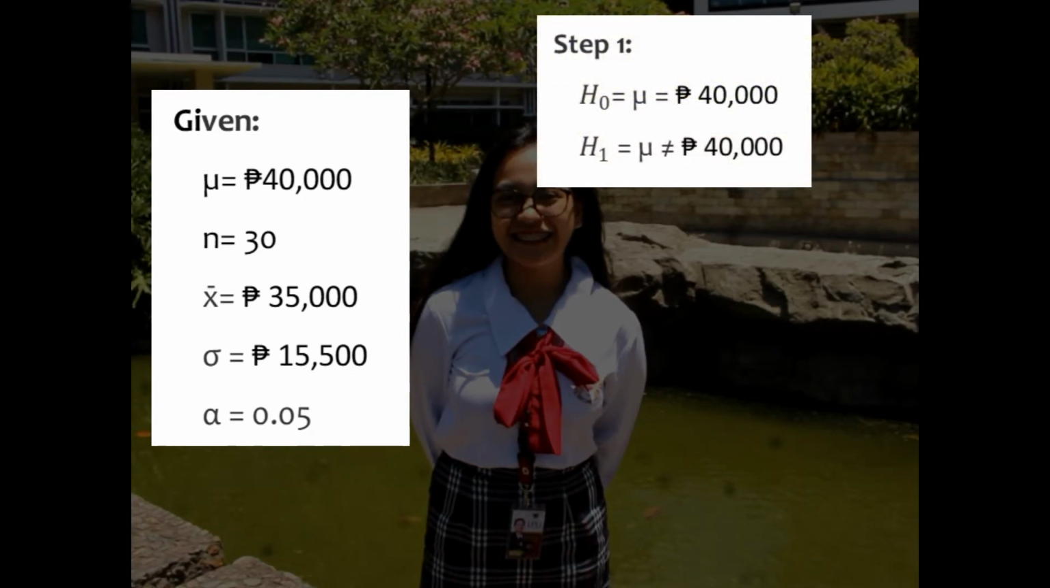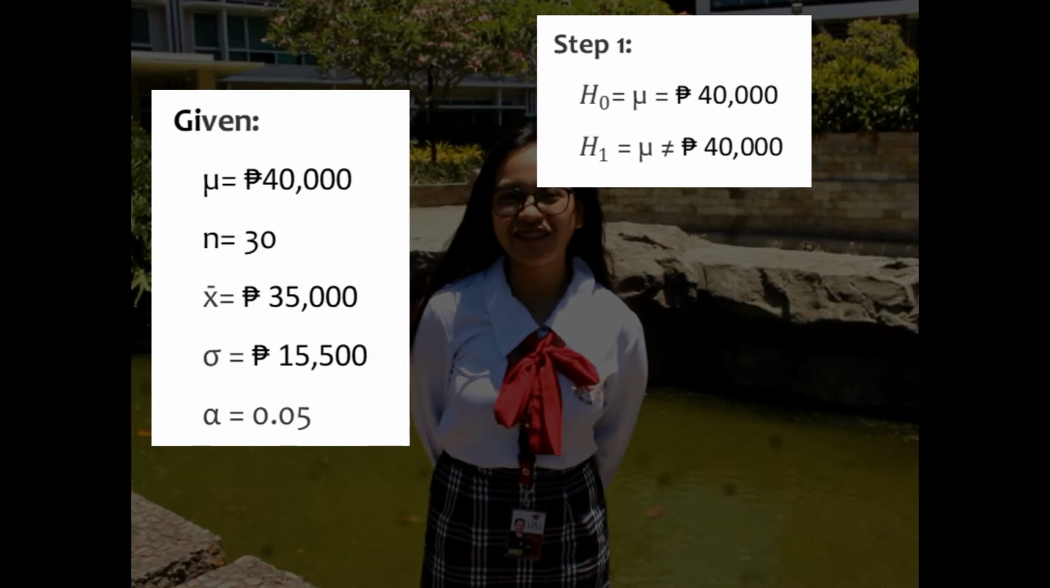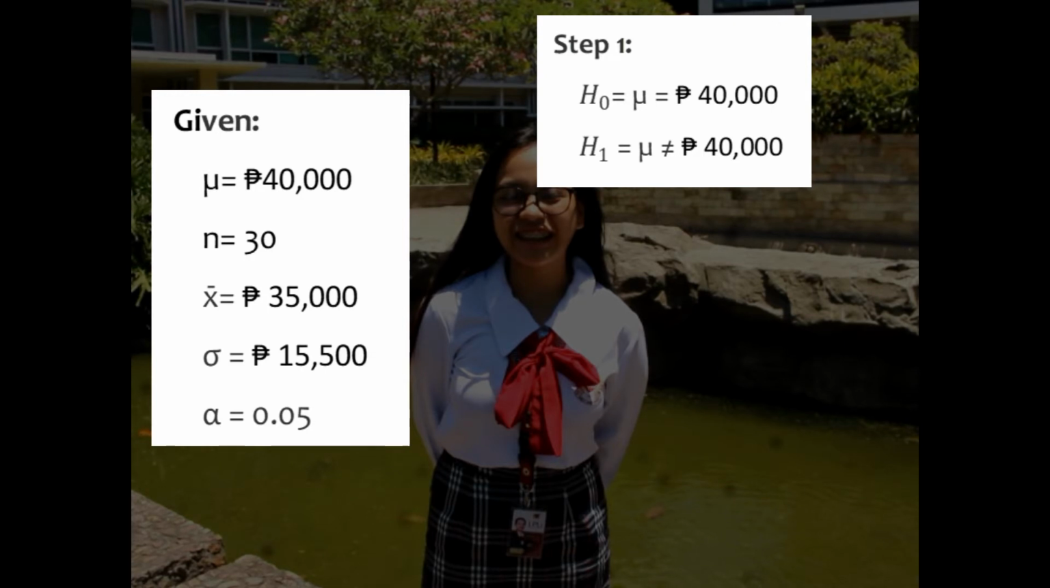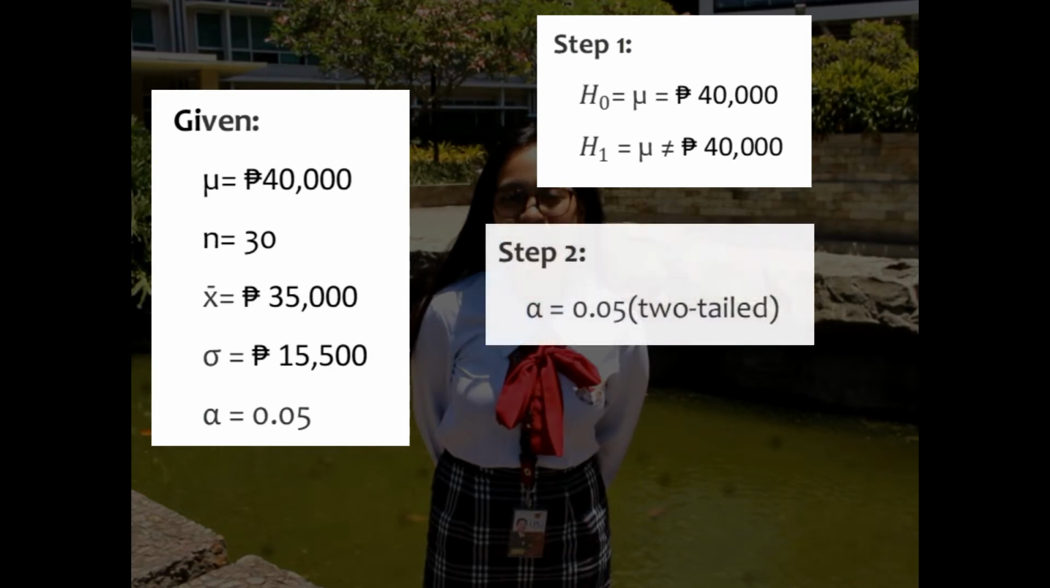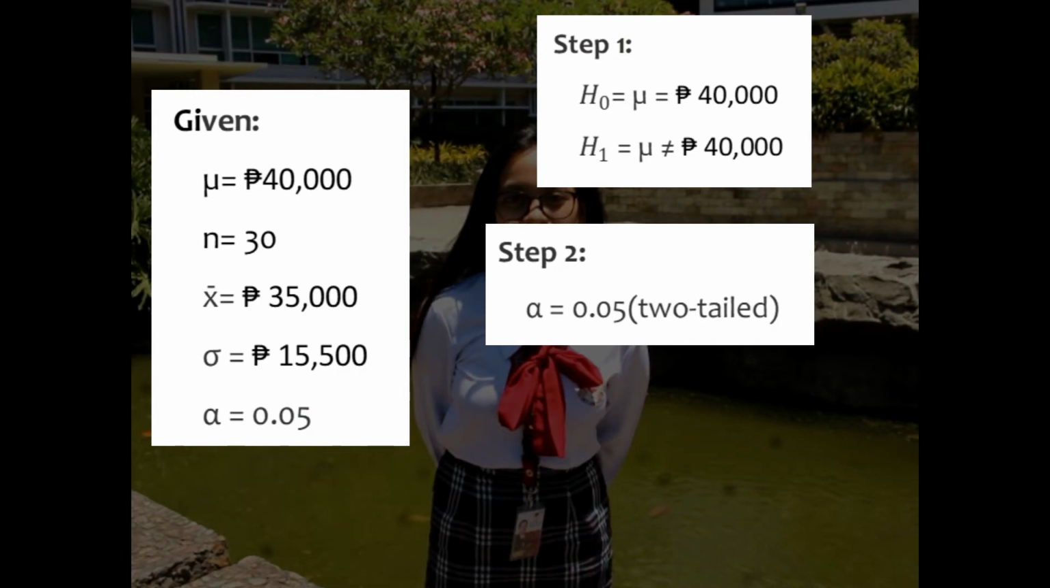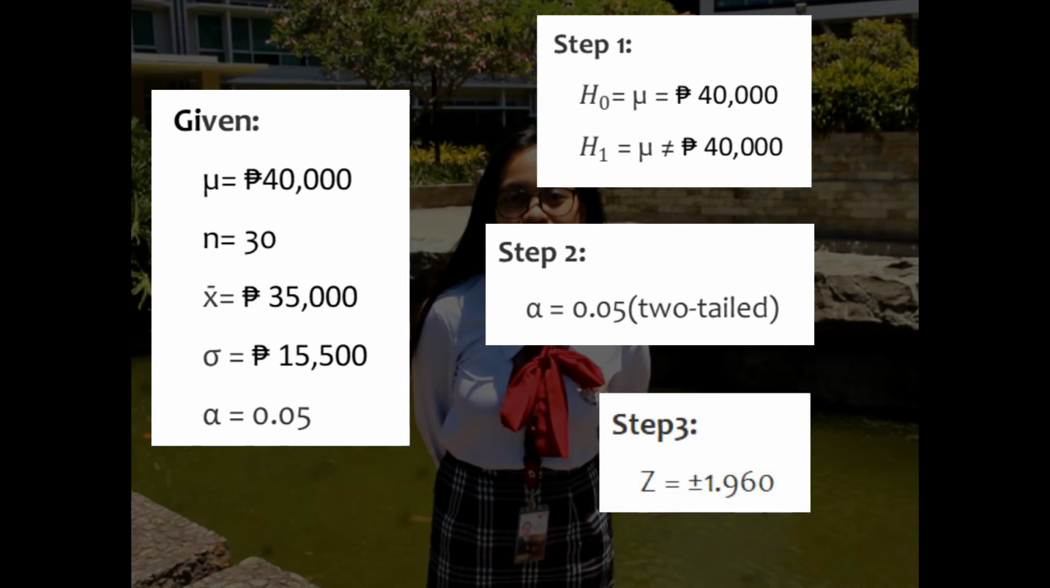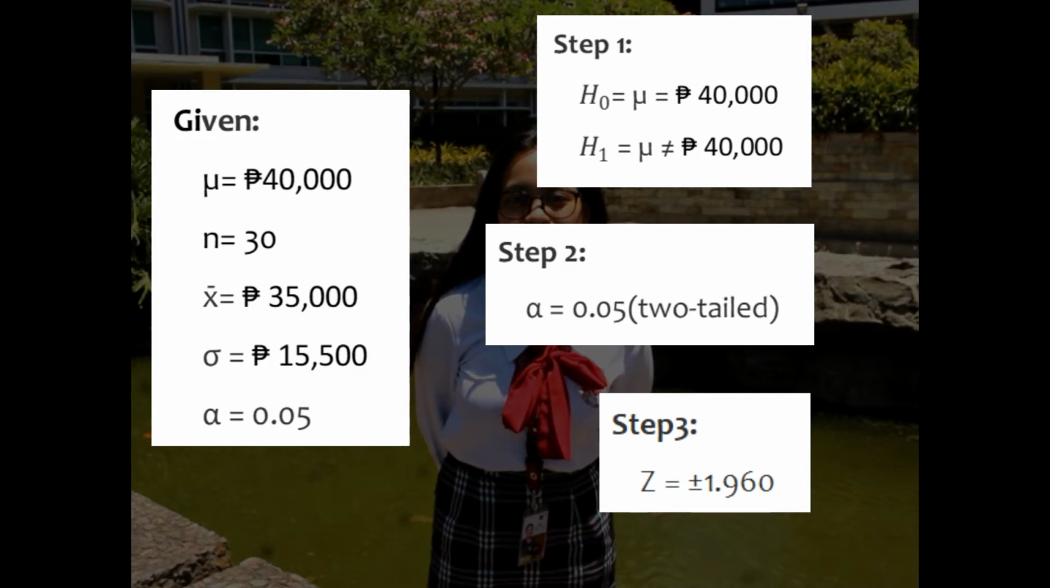Step 1. The hypothesis statement. H0: mean is equal to 40,000 pesos. HA: mean is not equal to 40,000 pesos. Step 2. The level of significance, or the alpha, is equal to 0.05. It is two-tailed. Step 3. The Z value is equal to positive or negative 1.960.